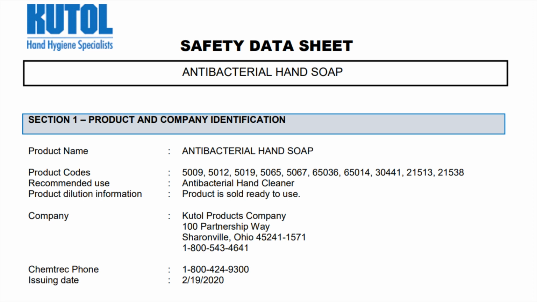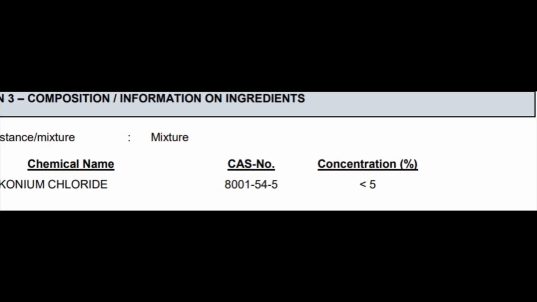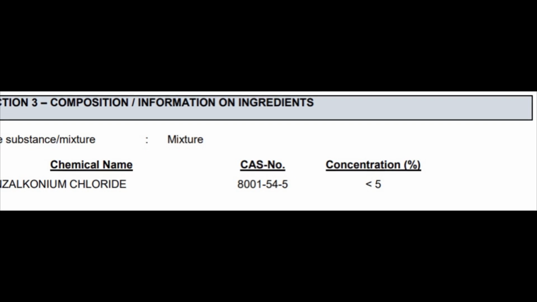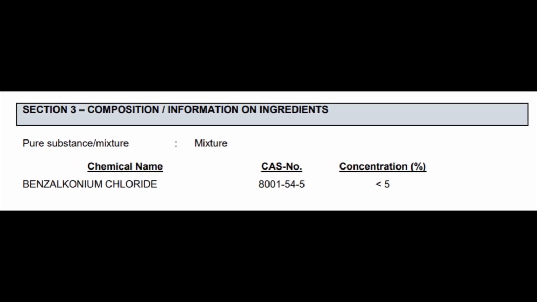Section 1, Identification. This section includes the product identifier, manufacturer or distributor name, address, phone number, emergency phone number, and recommended use. Section 2, Hazard Identification. This is an important one. It includes the basic hazards and the required label elements. Section 3, Composition Information on Ingredients. Here you can find out what's actually in the substance.